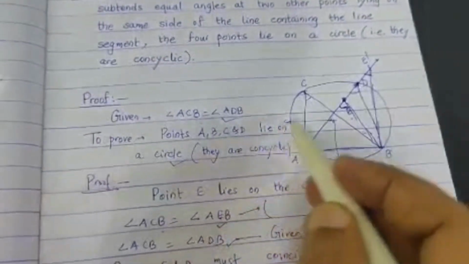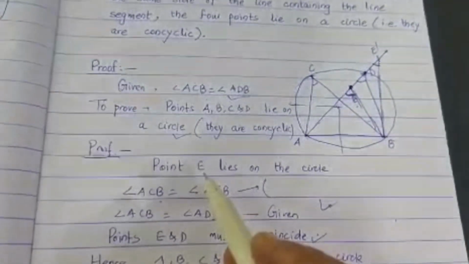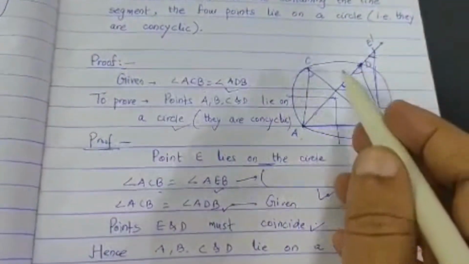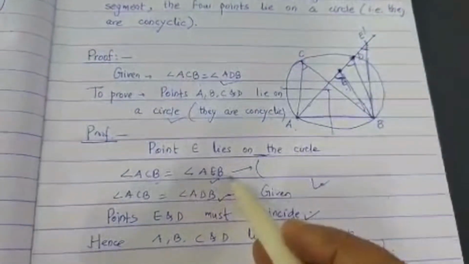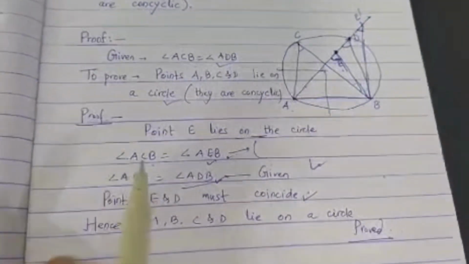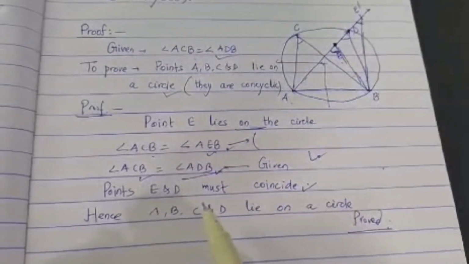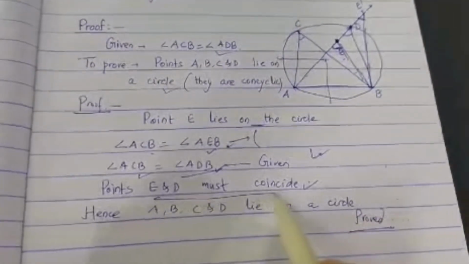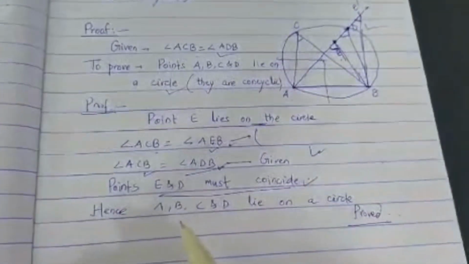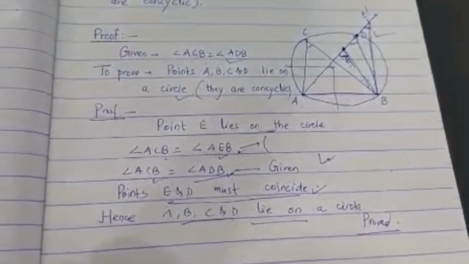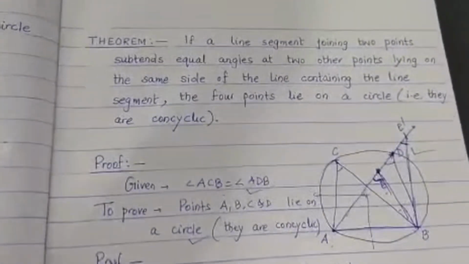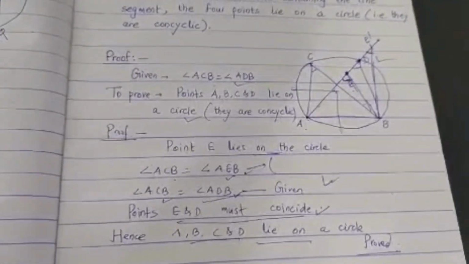So we have to prove that these 4 points lie on the circle, and we will consider that the point E lies on the circle and not point D. Alright, so angle ACB equal to angle AEB, but we have been given that angle ACB equal to angle ADB, and this will happen only in the case when these points E and D coincide. Similar is the case with E dash also. So basically these 4 points lie on a circle. Okay, now let's move on.